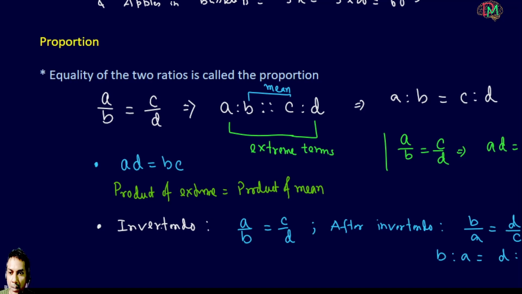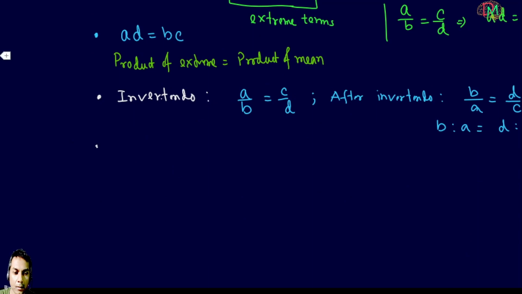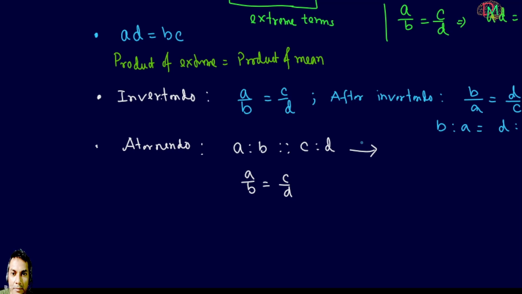Next we learn alternando. Here the given proportion was, suppose, A by B is equal to C by D. So after alternando we get A is to C proportional to B is to D, meaning we get A by C is equal to B by D. Clear?